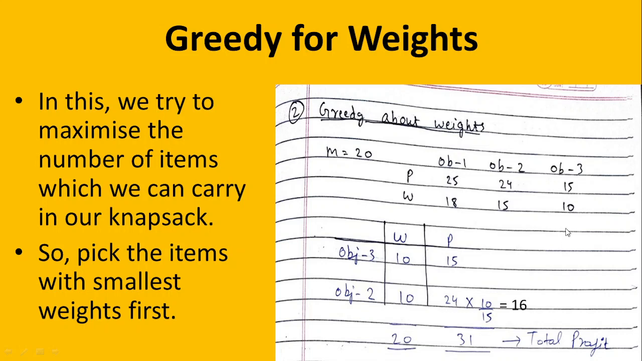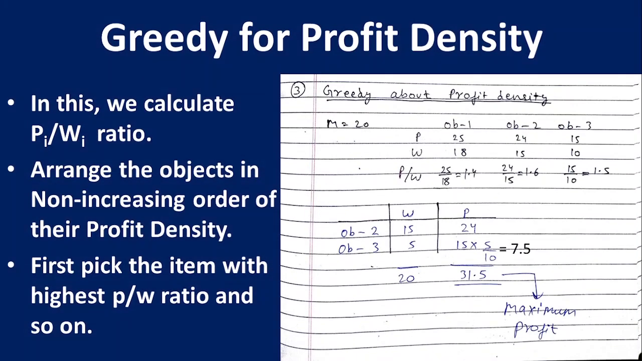So is it the best approach? No, the best approach will be greedy for profit density. In this, we calculate the Pi by Wi ratio, that is the profit by weight ratio, which is also known as profit density.